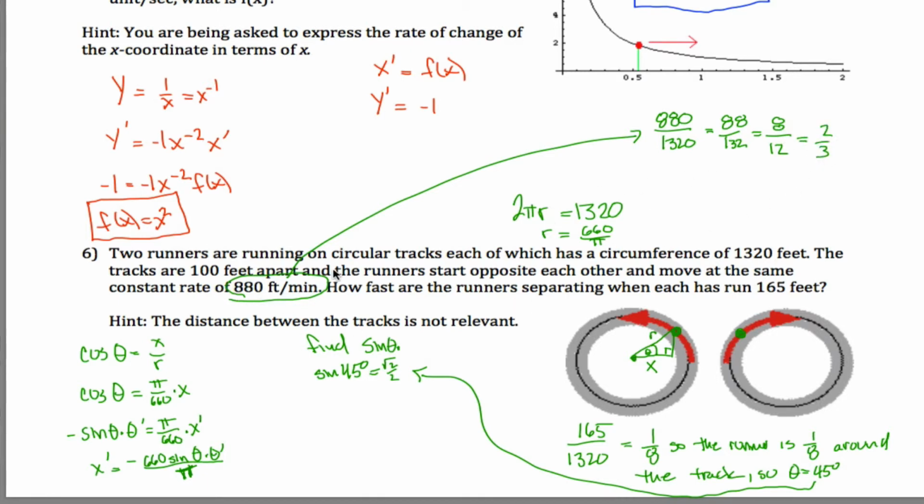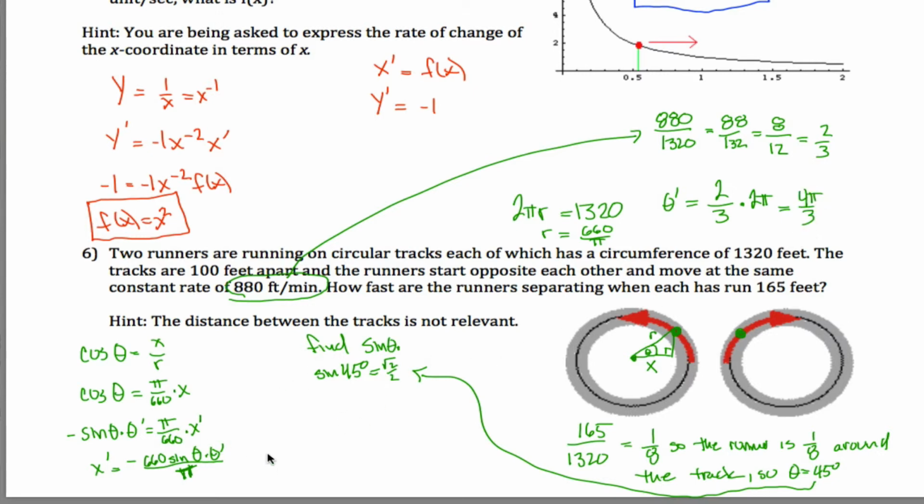So what this is telling me is that the runner does 2/3 of a lap per minute. In other words, 2/3, so maybe theta prime is equal to 2/3 of a lap, 2 pi per minute. In other words, theta prime is 4 pi over 3.